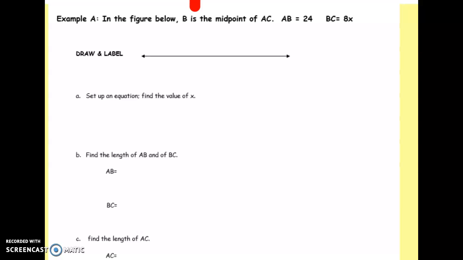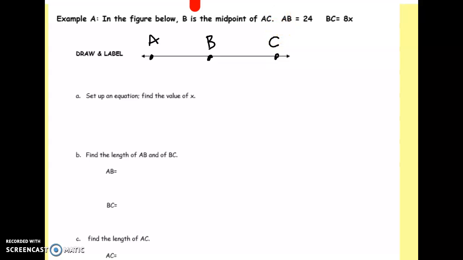So even if I'm looking at that information alone, we can identify what our line looks like. It's saying that B is the midpoint, or the middle, of AC. So I'm going to put A on one side and C on the other. And again, it's saying that B is in the middle of point A and point C.